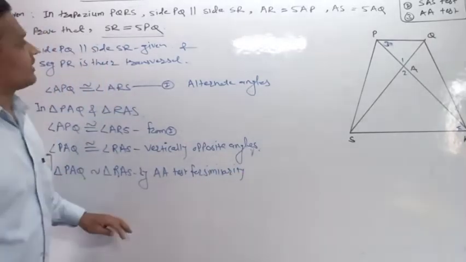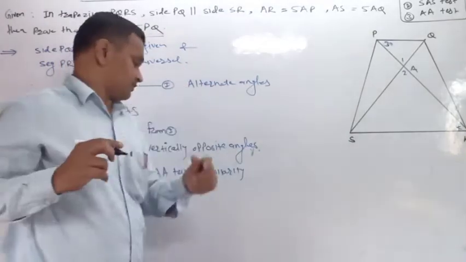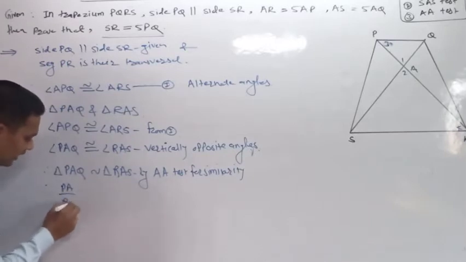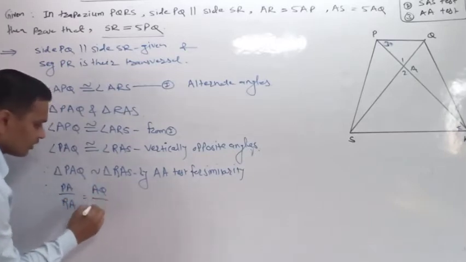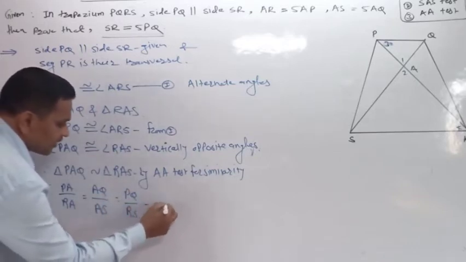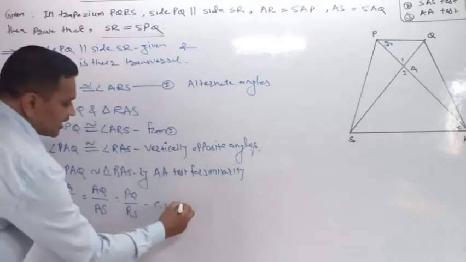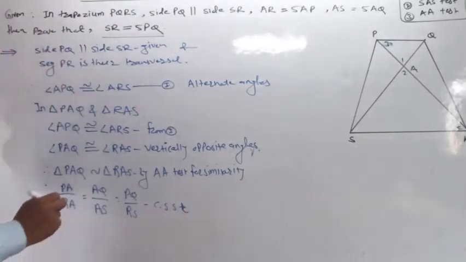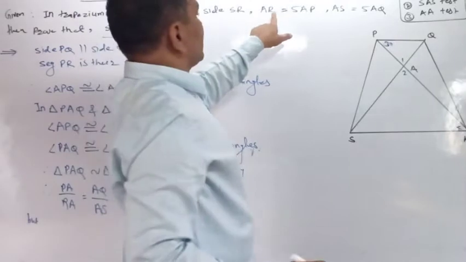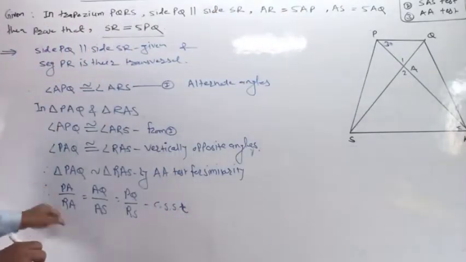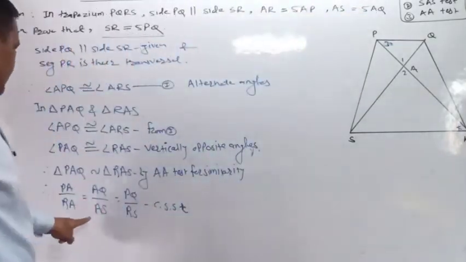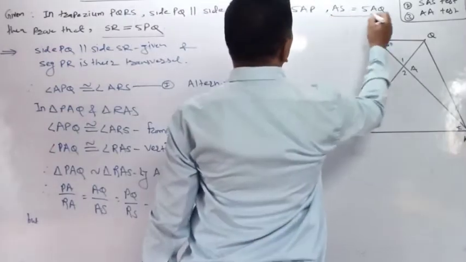If two triangles are similar, then their corresponding sides are in proportion. Now I am going to write here the sides in proportion: PA divided by RA equal to AQ divided by AS is equal to PQ divided by RS, corresponding sides of similar triangles. But AR is equal to 5 AP, and AS is equal to 5 AQ.